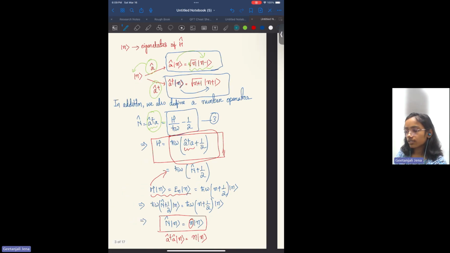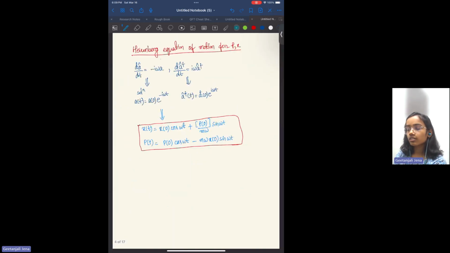Now, in addition to this, you also study the Heisenberg equation of motion for the position and momentum operators. By using the Heisenberg equation that we have seen in one of the previous sections, you can find out how the ladder operator changes with respect to time.